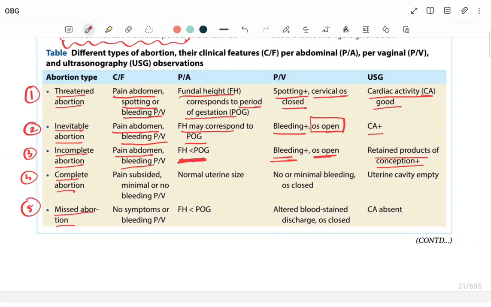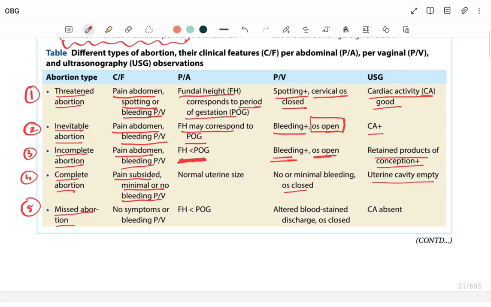Now next, coming to complete abortion. So clinical features of complete abortion: pain is going to be subsided, minimal or no bleeding per vagina. In per abdominal, it's going to be a normal uterine size. In per vaginal, no or minimal bleeding, and os is going to be closed, and the uterine cavity is going to be empty.